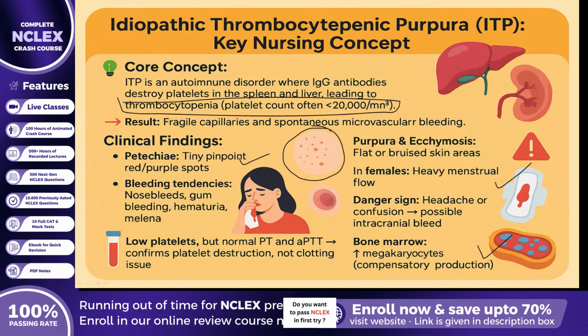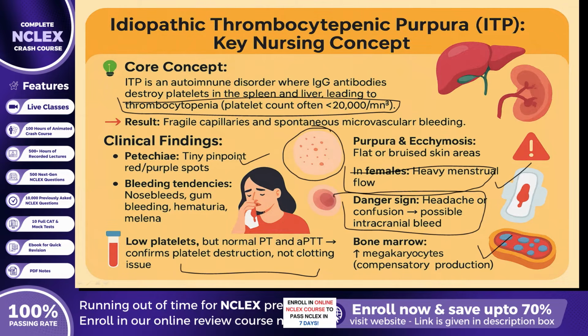In female clients, heavy menstrual bleeding is common. The most severe danger is intracranial hemorrhage, which manifests as headache, confusion, or neurological changes, a true emergency requiring immediate intervention. Laboratory results typically confirm isolated thrombocytopenia with normal coagulation profiles, meaning prothrombin time and activated partial thromboplastin time remain unaffected. This distinction confirms that bleeding results from platelet loss rather than clotting factor abnormalities.